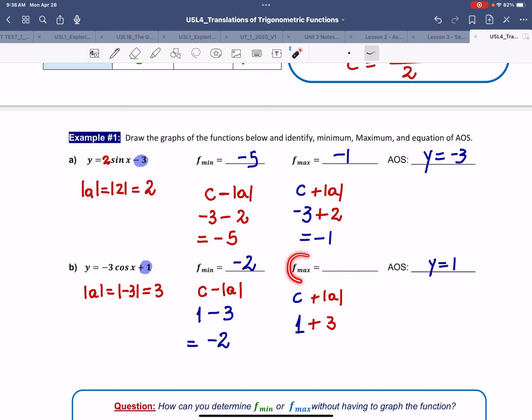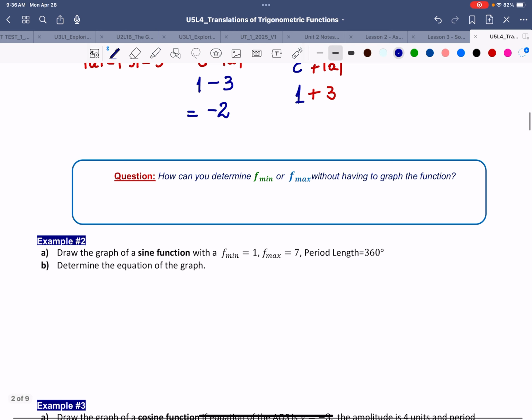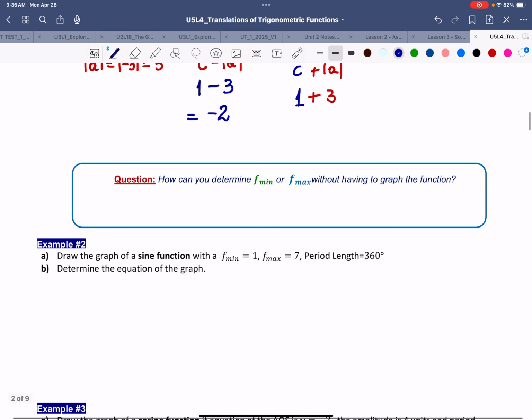And the maximum value of this function will be 1 plus 3, which will make this equal to +4. And this is how we find the minimum or the maximum, by using the equation of the axis of symmetry and the amplitude of a function. Okay?